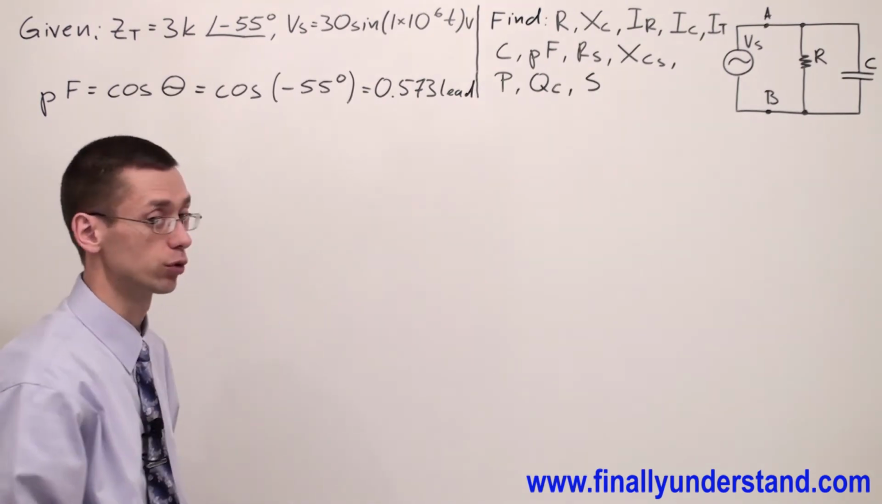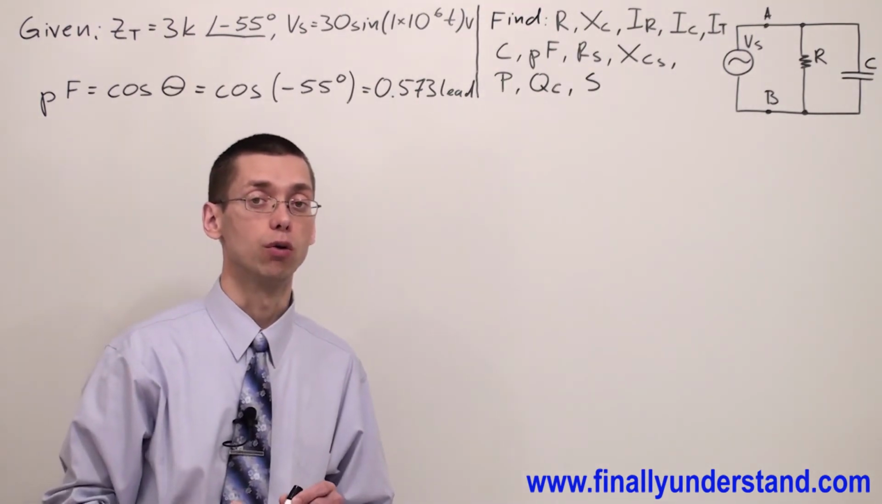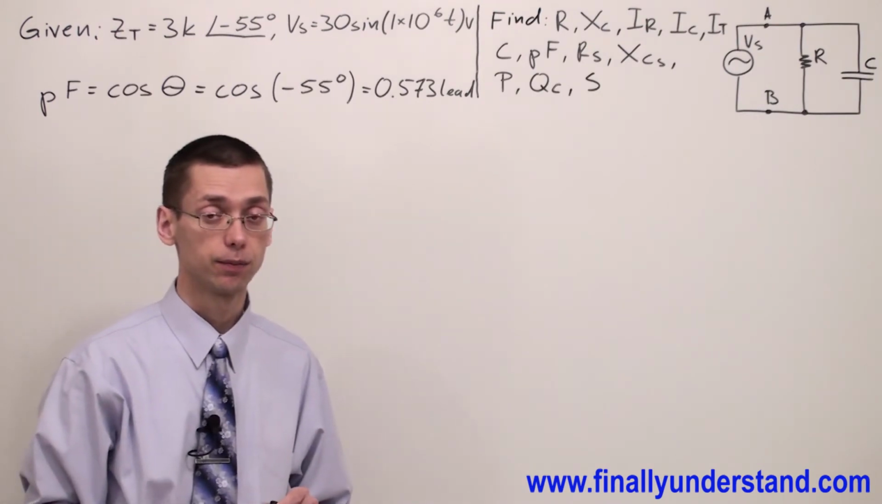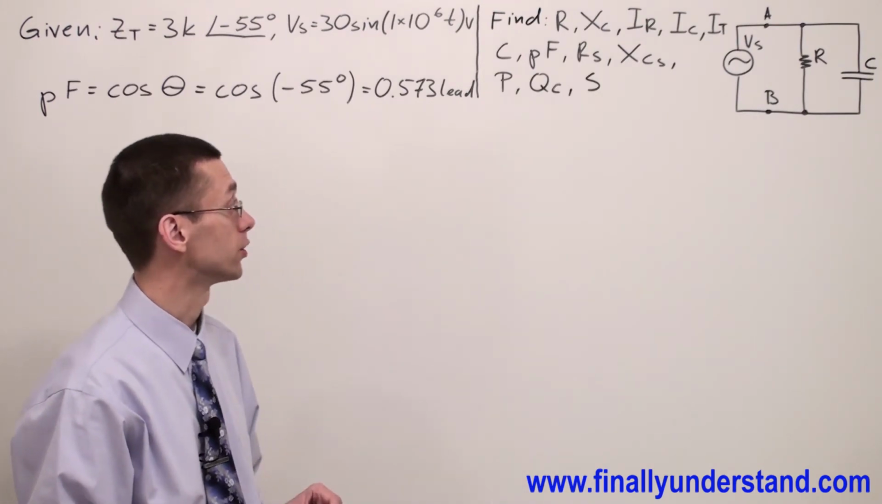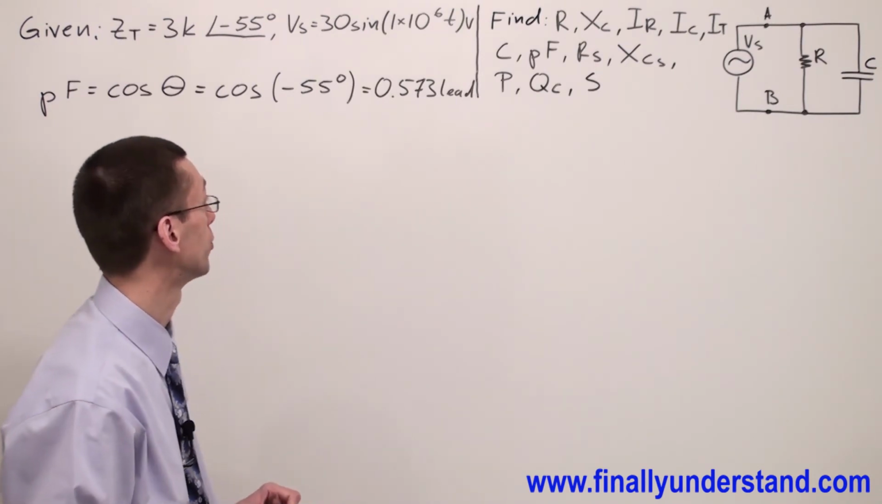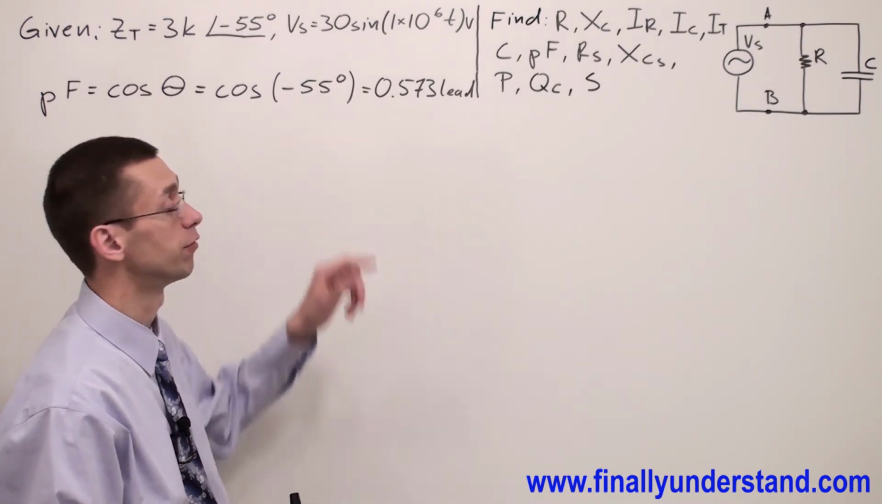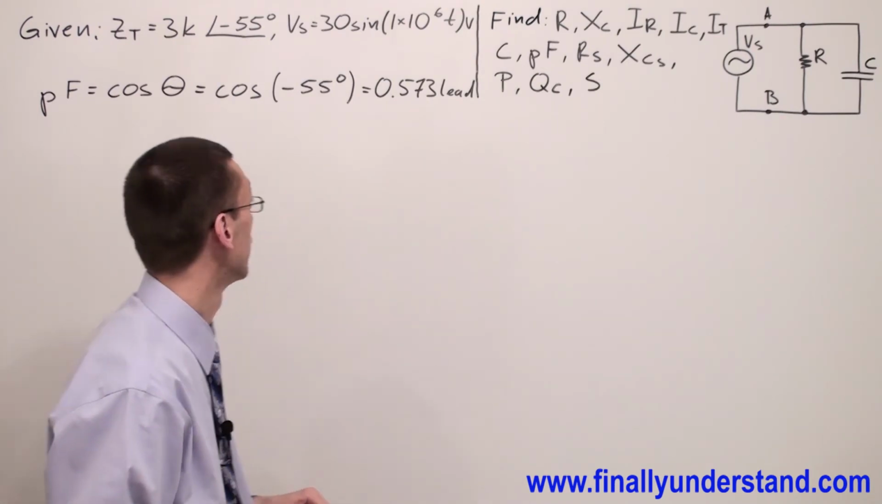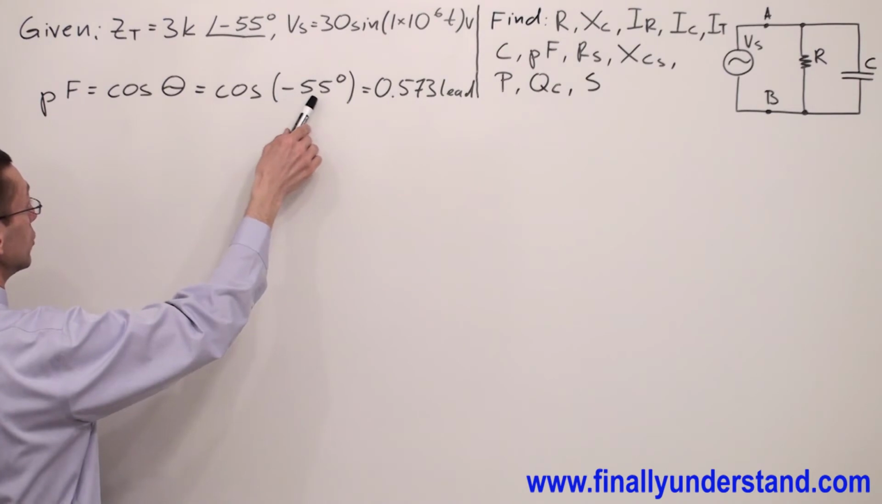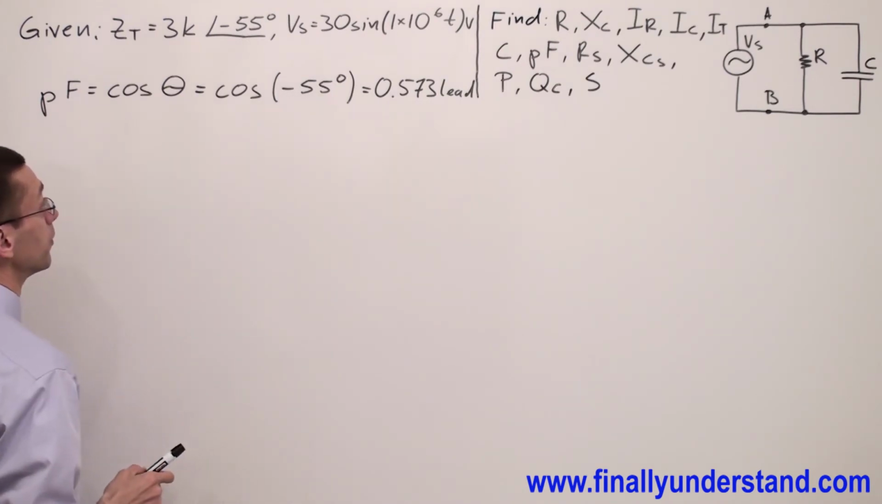Again, someone is going to ask why I'm supposed to write the word lead, because the current in this circuit is going to lead the voltage source by angle of 55 degrees. Or anytime you see negative sign next to the angle, you're supposed to add the word lead.